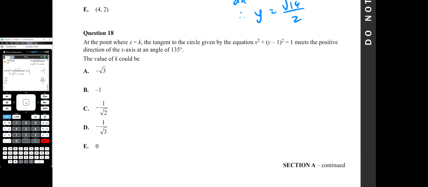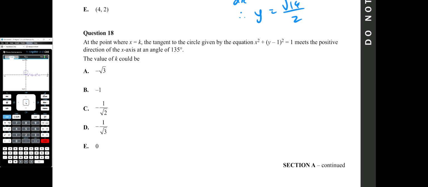Right, question 18. So at the point where x equals k, the tangent to the circle given by the equation x squared plus (y minus 1) squared equals 1 meets the positive direction of the x-axis. Okay, so we can sketch this graph. Well, let's do that on a graphs page. Control I, I'll add graphs, and that is a relation. So I'm just going to press delete and then press 6 for relation and type in that circle.